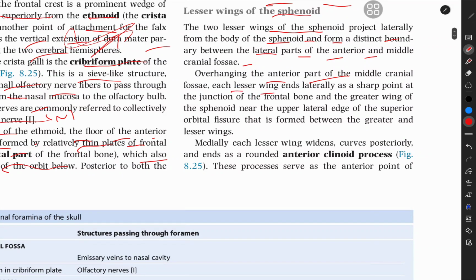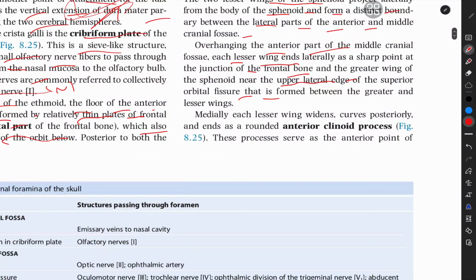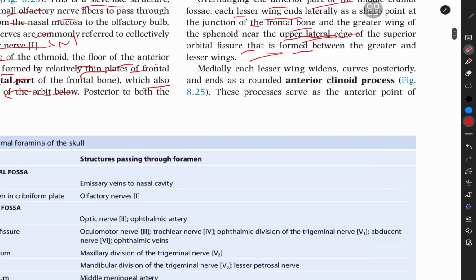Overhanging the anterior part of the middle cranial fossa, each lesser wing extends laterally as a sharp point, the junction between the frontal bone and the greater wing of the sphenoid, near the upper lateral edge of the superior orbital fissure that is formed between the greater and lesser wings. Superior orbital fissure we have not seen, but we will.